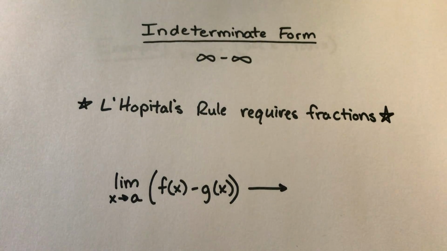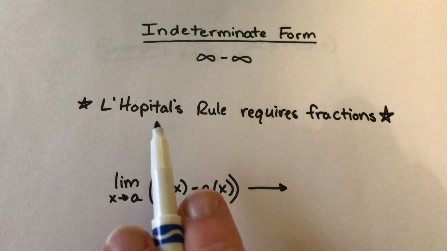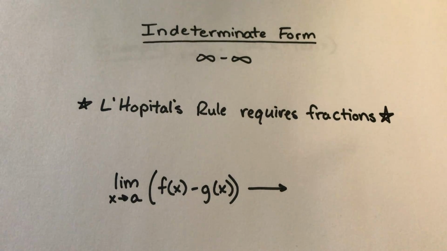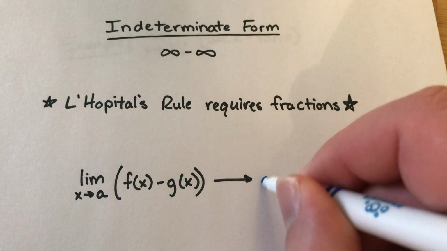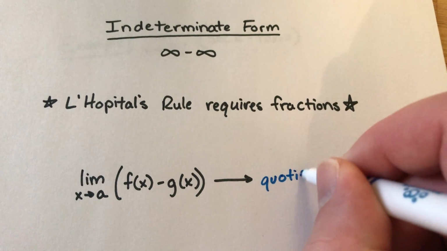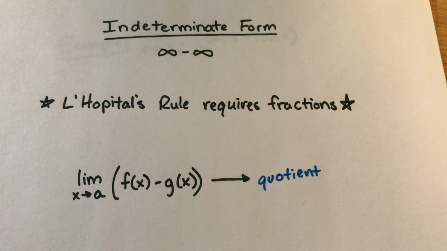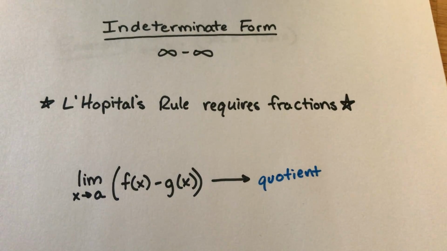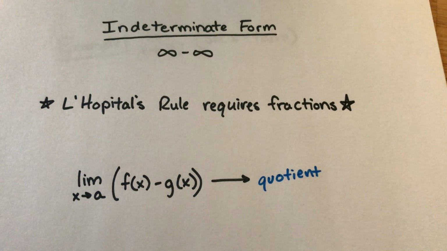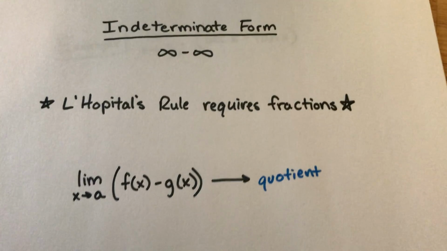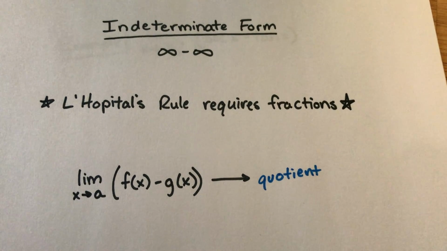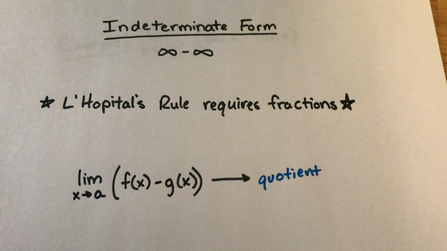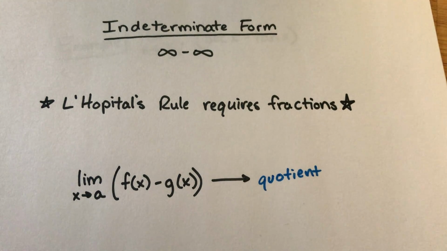So the most important thing to know about this one is, again, that L'Hopital's rule does require the use of fractions at some point in some way. So I'm going to have to turn these two functions, f of x minus g of x, into some kind of a quotient somehow, some way. And I'll say, just from personal experience, most of the time it's fairly obvious because a lot of these problems do involve trigonometric functions.